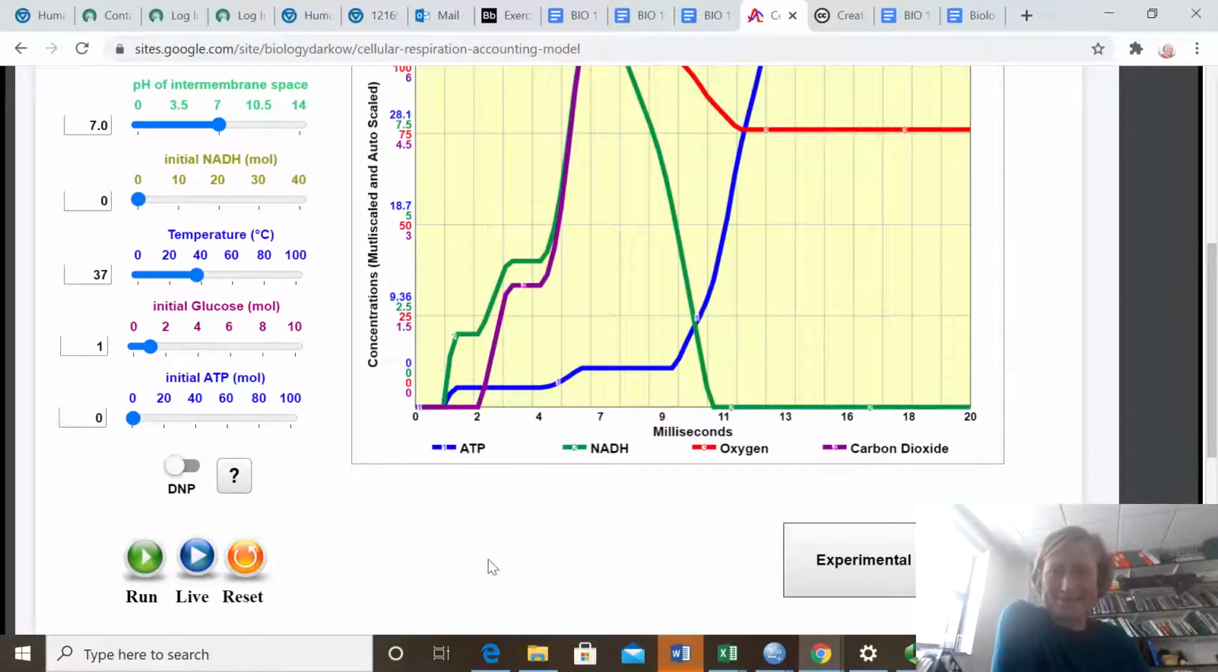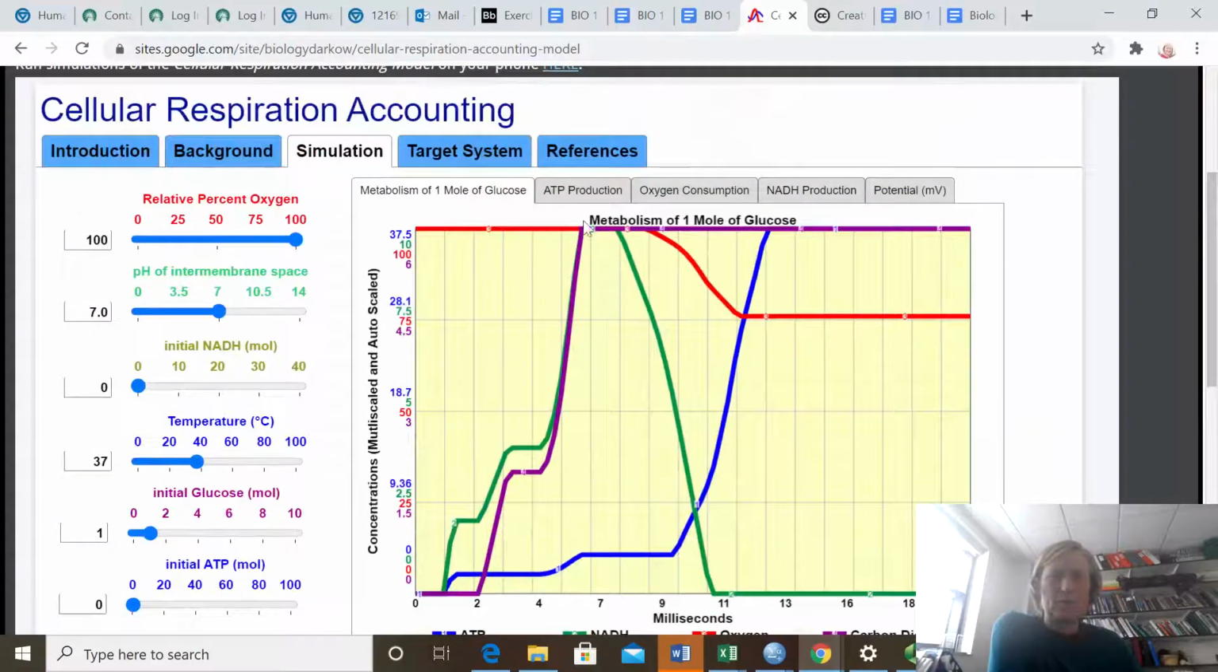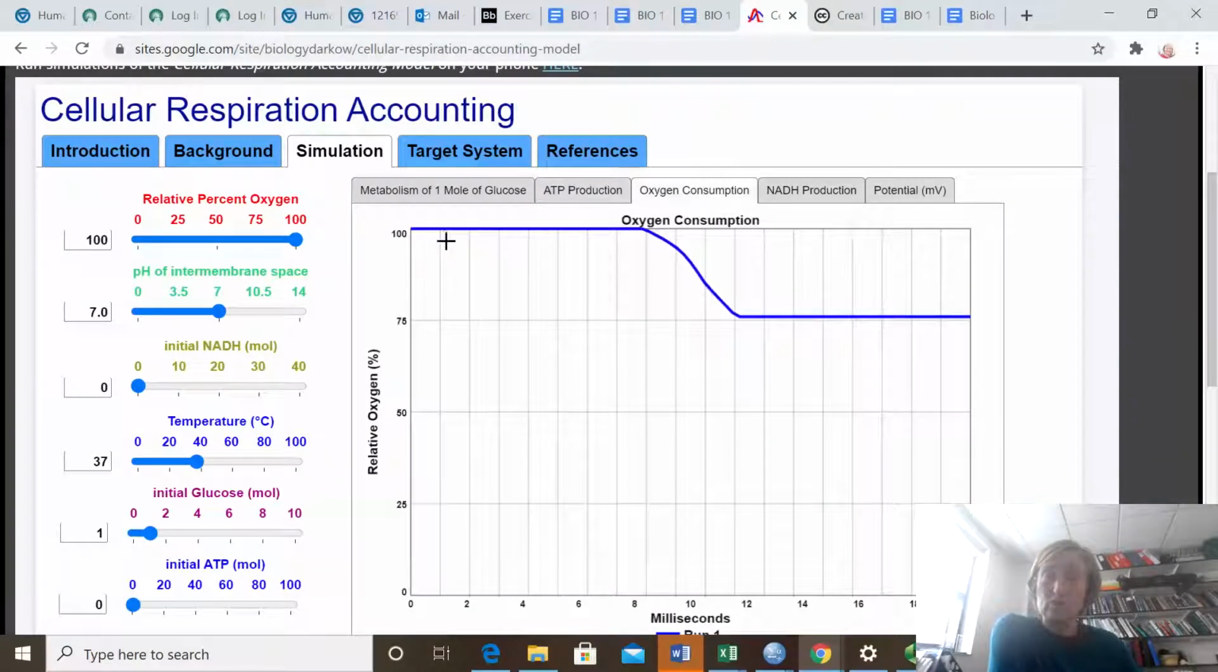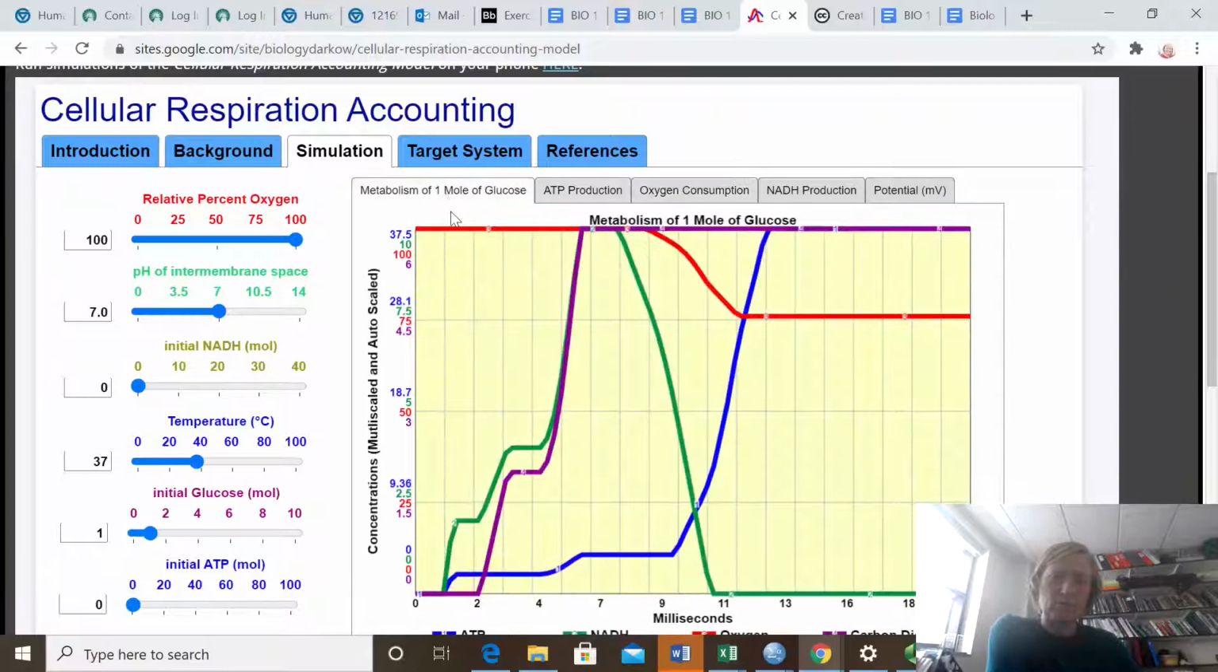A big fat mess, right? We can look at how much ATP is produced under these conditions, or how much oxygen is consumed. So we go from 100% down to 75% or something. Okay, the metabolism of 1 mole of glucose.